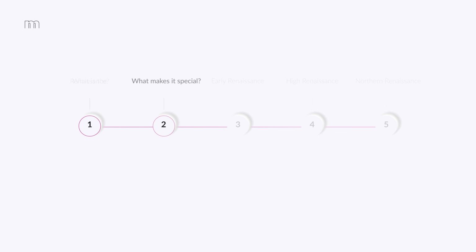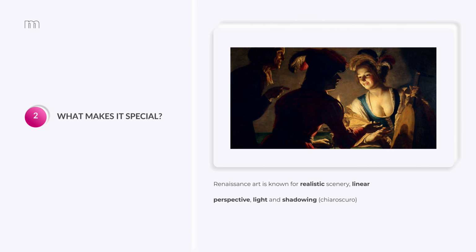Moving on with the second point, what makes it special? Renaissance art is known for its realistic scenery, linear perspective, and its strong light and shadows, also known as chiaroscuro.